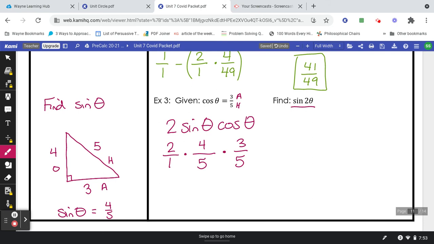And then all this is one big multiplication problem, so I can multiply all the way across the top. 2 times 4 times 3, 24. 1 times 5 times 5, 25. There we go.